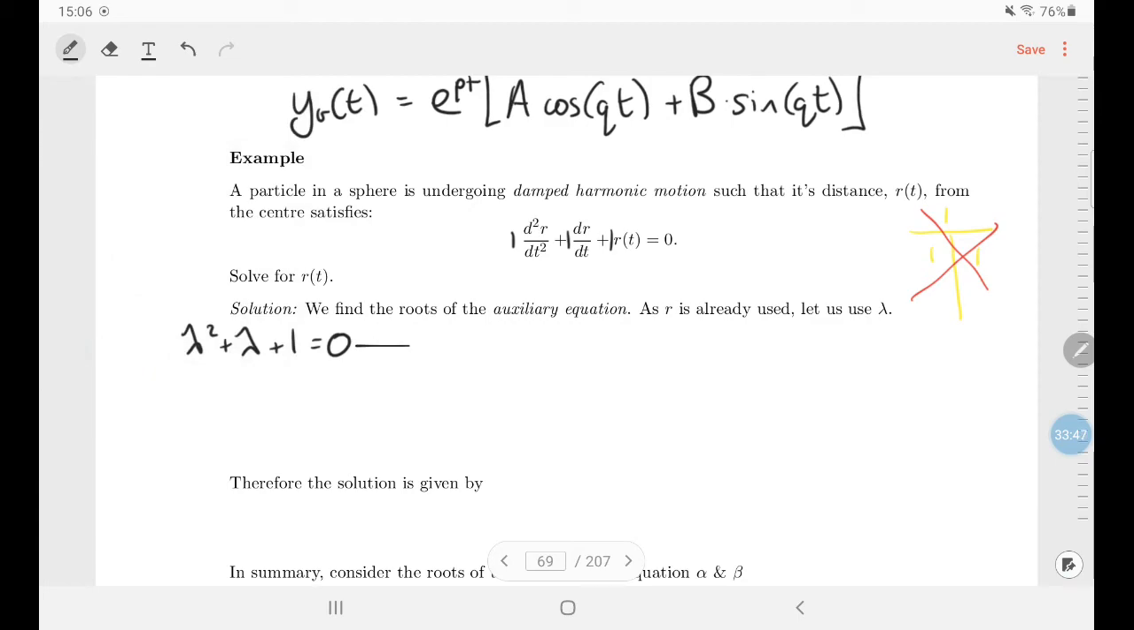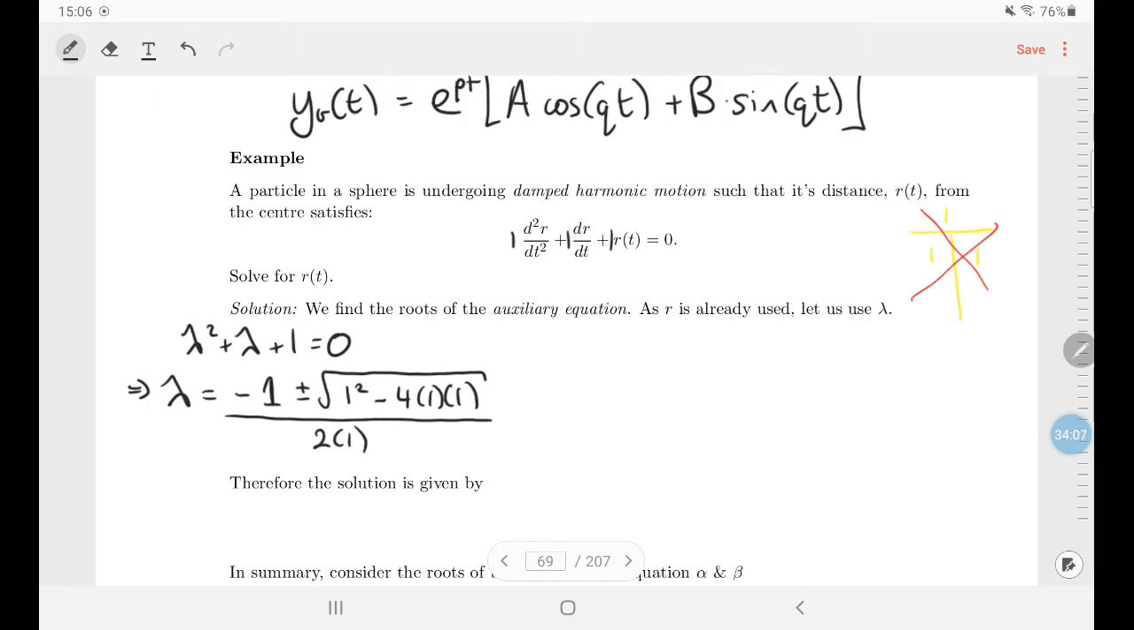So you're going to find that lambda is equal to minus b, now here the b is 1, so minus 1 plus or minus the square root of b squared, which is 1 squared, minus 4 times a, which is 1, times c, which is 1, over 2 times a, 2 times 1. Now what we have here is minus 1 plus or minus the square root of minus 3. Now there's no real number that squares to give you minus 3.